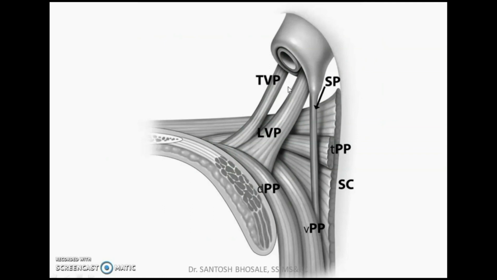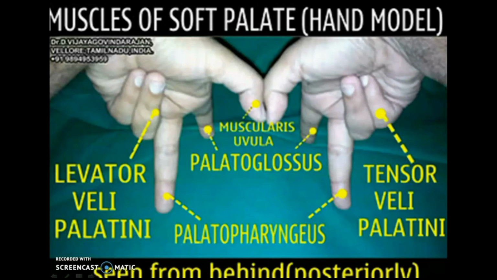On the right side you can see tensor veli palatini, levator veli palatini, and salpingopharyngeus, a pharyngeal muscle. The ventral part of the palatopharyngeus and the dorsal part, the superior constrictor, the transverse part of the palatopharyngeus, form Passavant's ridge. So you can remember the muscles like this.